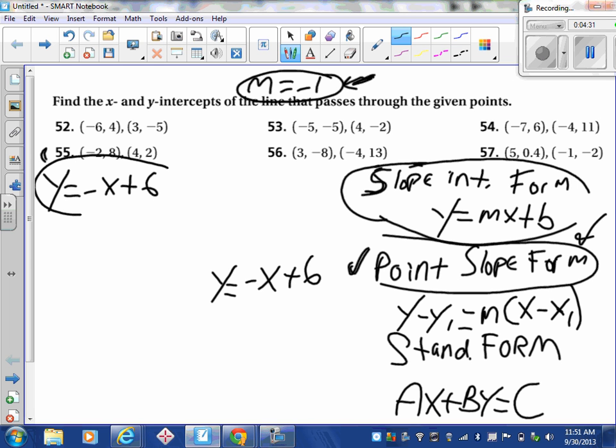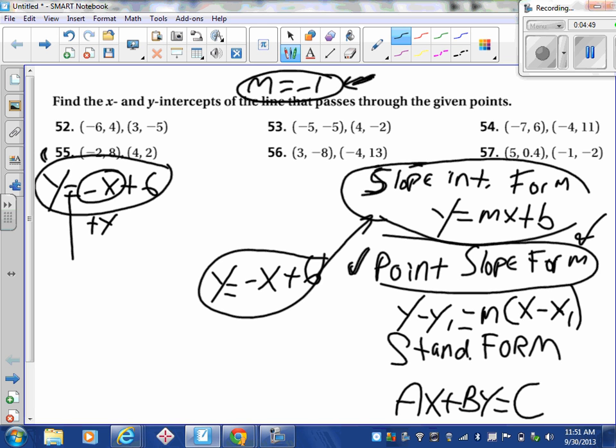Okay, so now we're going to take this equation, which is our slope-intercept form, which we got from our answer over here, and we're going to change it to standard form, which means we have to get the x over on the other side. So I have to add x to both sides, and then I get x plus y equals 6. So when I add x to both sides, those cancel. x plus y equals 6. Now I have it in standard form.